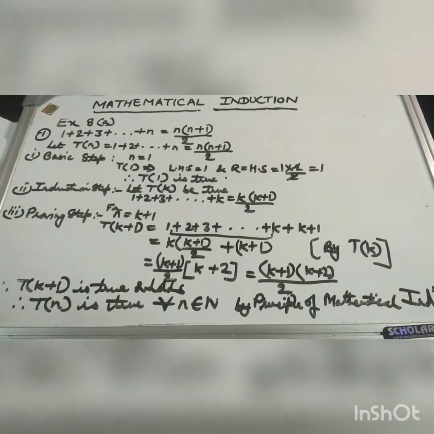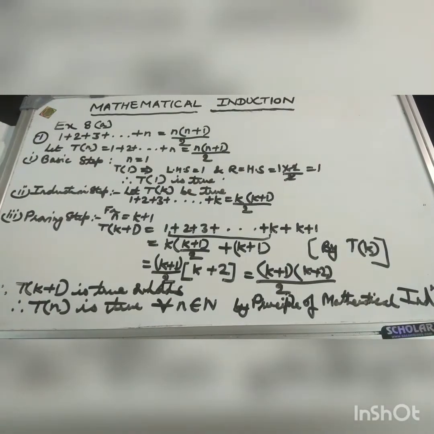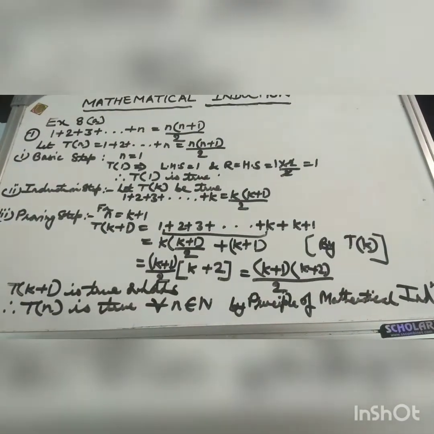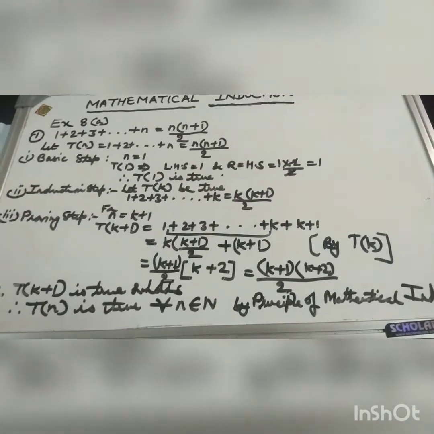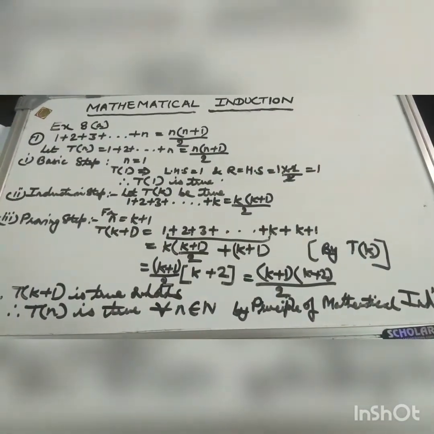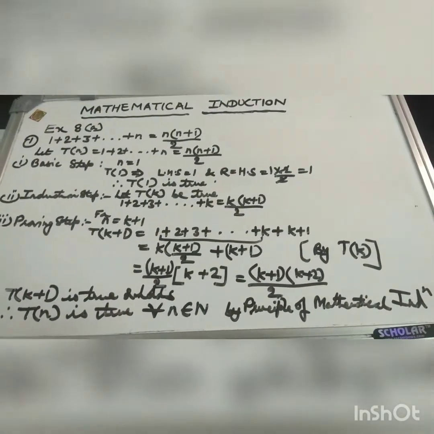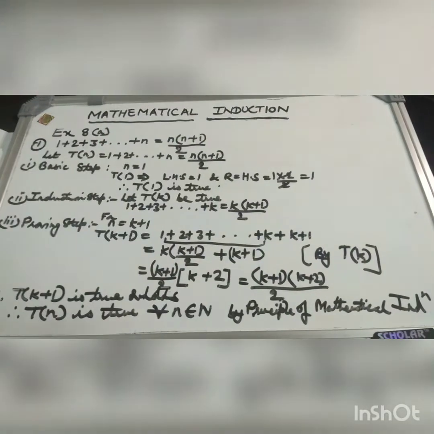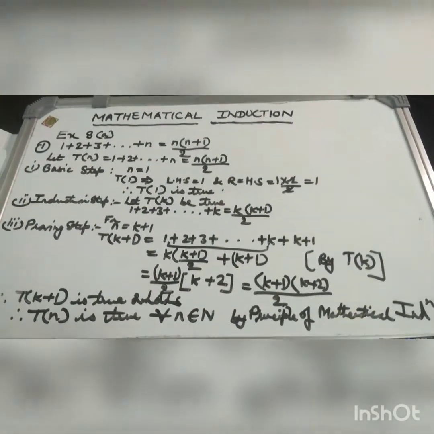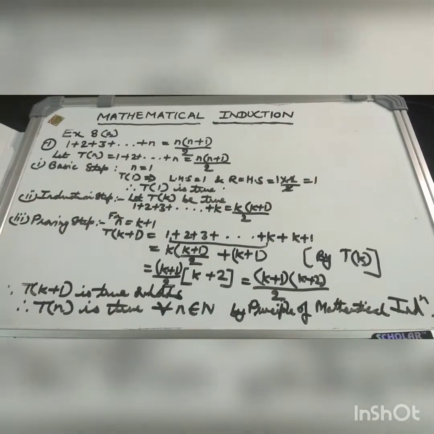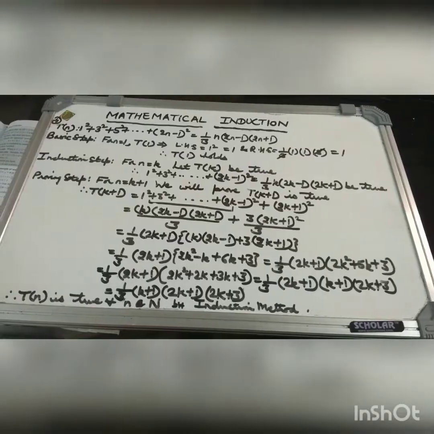First step, basic step, prove that n equals to 1. Second step, let Tk be true, that is n equals to k. And third step, you have to use your algebra there and prove that T of k plus 1 is true. Hence, by principle of mathematical induction, Tn is true for all n in N. I hope the steps are clear. Any doubt you may ask.